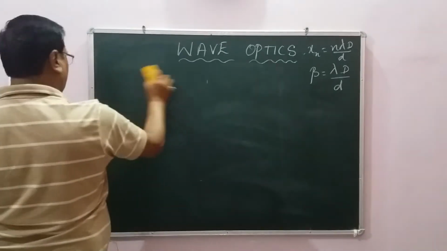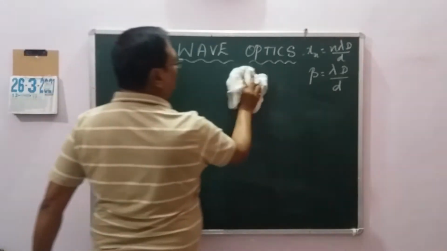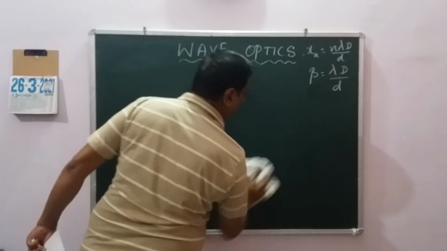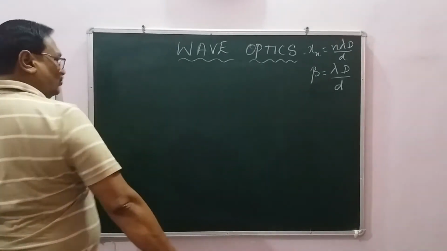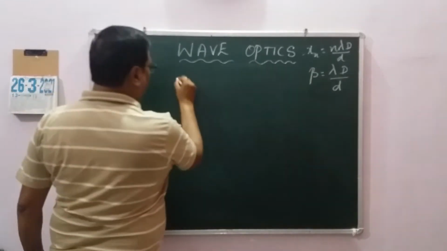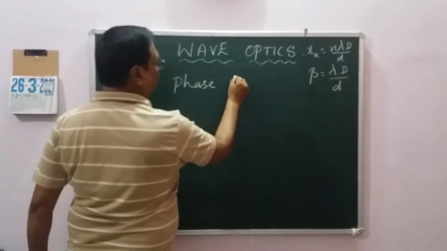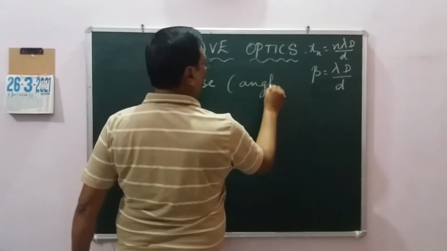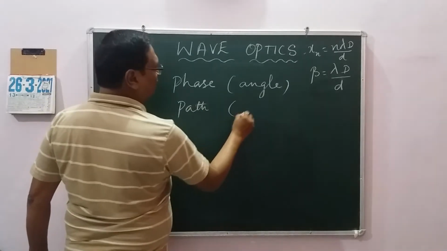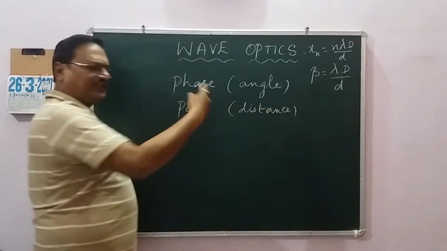Now one may wonder, very often we come across something called phase difference and path difference. See, the word phase refers to angle, and path refers to distance. So what is the relation between these two?